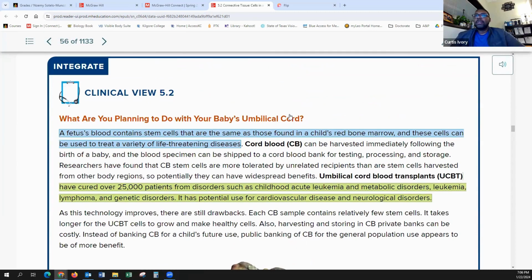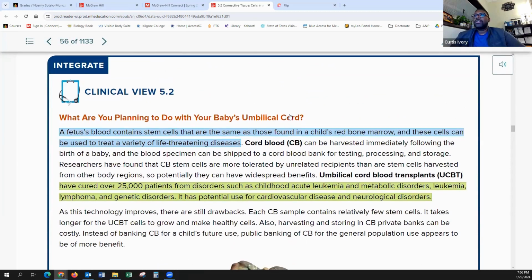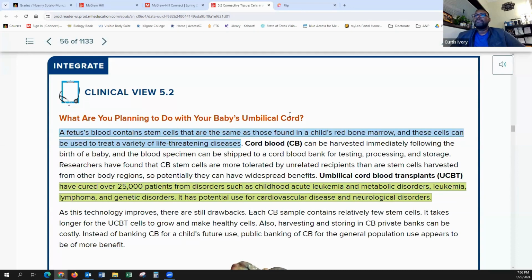And speaking of umbilical cords, there's research to actually show that if you take the stem cells from umbilical cords, it has the potential of using for cardiovascular diseases or neurological disorders. It has cured 25,000 patients from acute leukemia, which is essentially white blood cell cancer, and then metabolic disorders and leukemia, and lymphomas, which is skin cancer.